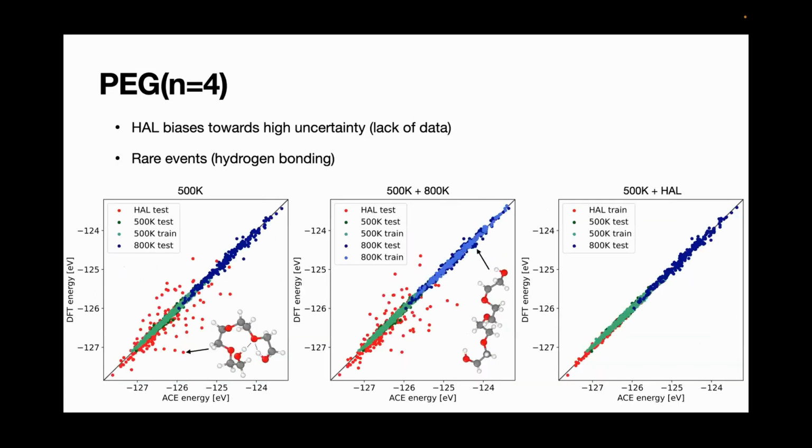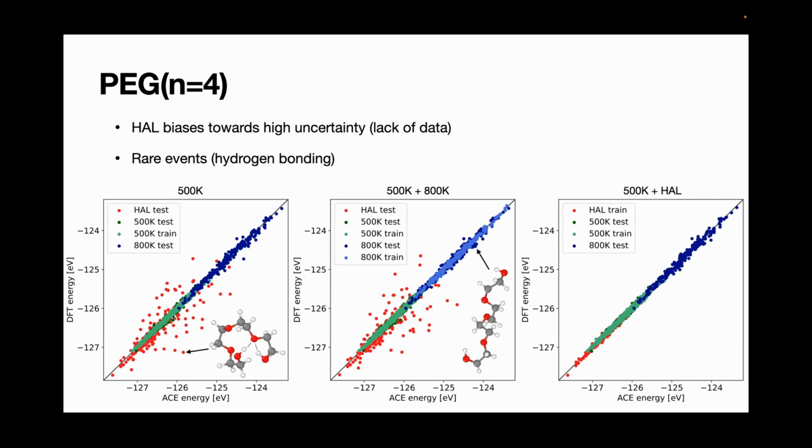Next, we're going to look at a slightly longer polyethylene glycol molecule. And what we did here is, as you can see on the left, we fitted on some 500K train and test data, and everything here is nicely on the diagonal, which means that the DFT and ACE energies very well agreed. So you looked at your test and train split and everything looked great, but then we started to turn on HAL, and it was finding these configurations very far away from the diagonal, which had huge errors on them.